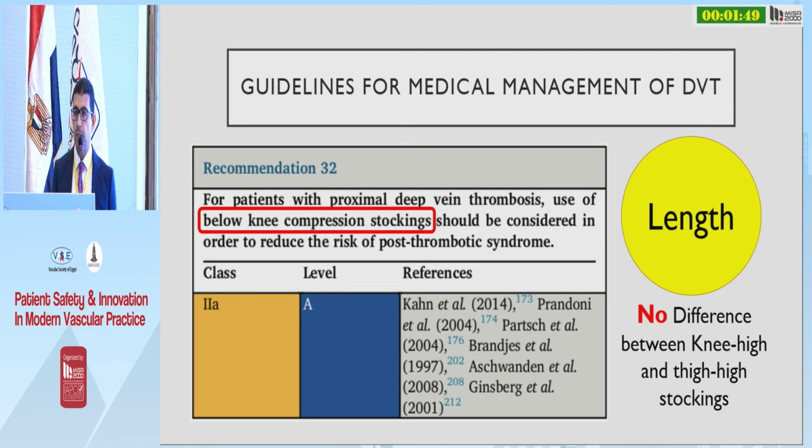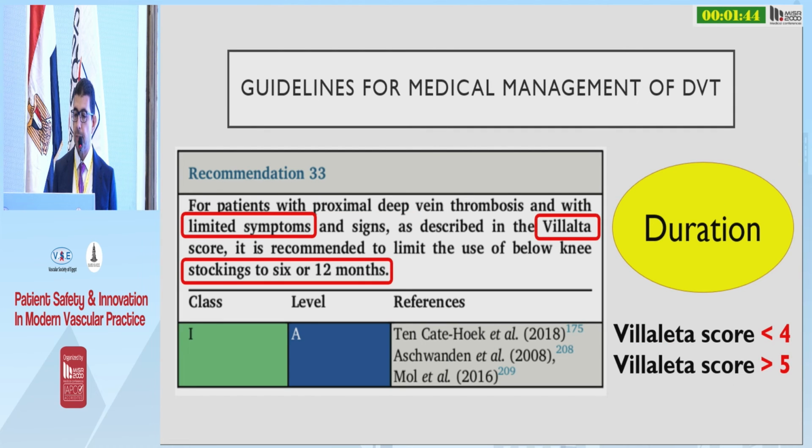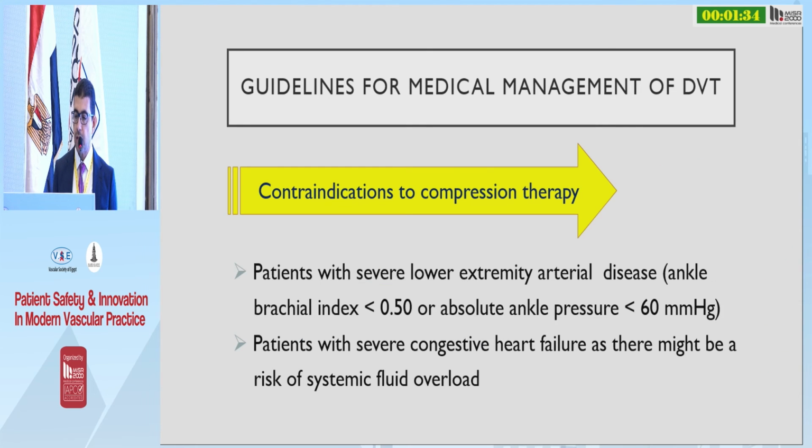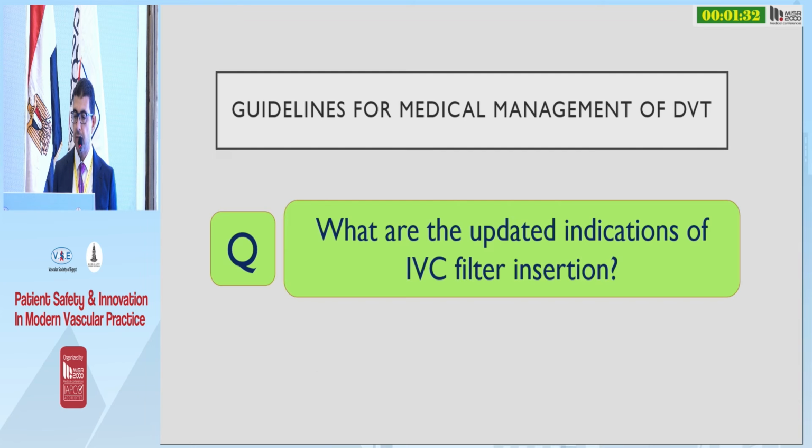There is no difference between below-the-knee stockings or above-the-knee stockings. The duration depends on the Villalta score. If less than 4, you can stop the compression, but if the Villalta score is more than 5, you can use it for more than 1 year. Contraindications are peripheral arterial disease and congestive heart failure.